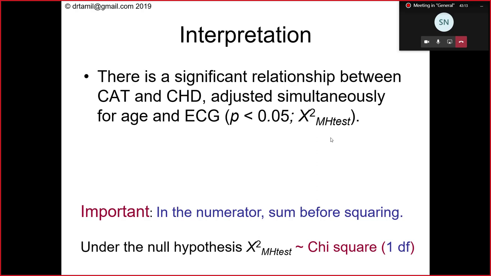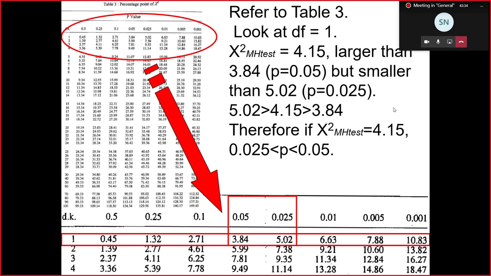So there is a significant relationship between catecholamine level and coronary disease after adjusting simultaneously for age and ECG. So the p-value is less than 0.05. The chi-square Mantel-Haenszel is 4.1. All right.